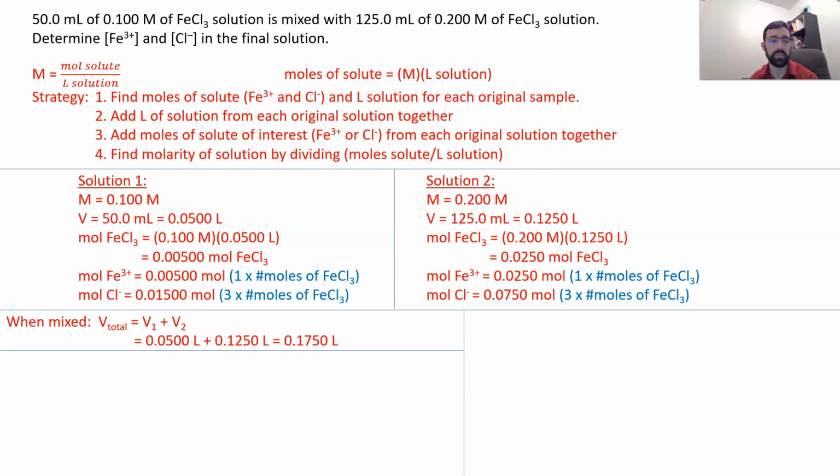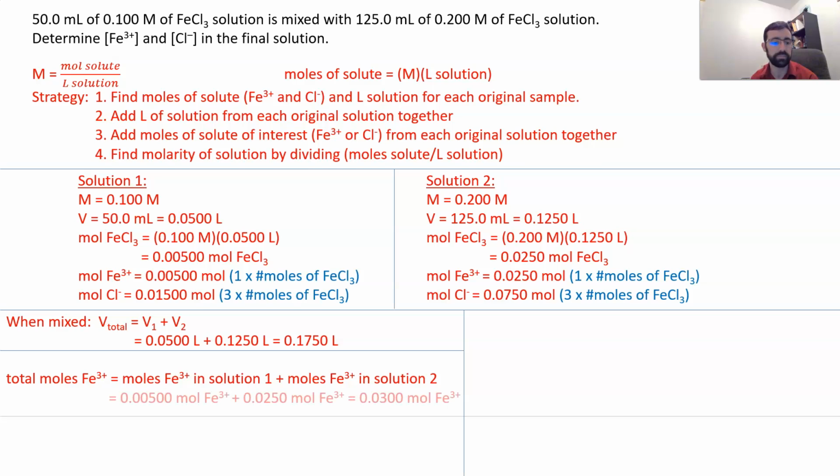Then we're going to add up the moles of Fe3+. To find the total moles of Fe3+, we're going to do moles of Fe3+ in the first solution plus the moles of Fe3+ in the second solution. 0.00500 plus 0.0250, and we get 0.0300 moles of iron 3 ions. We also want to know the number of moles of chloride ions.